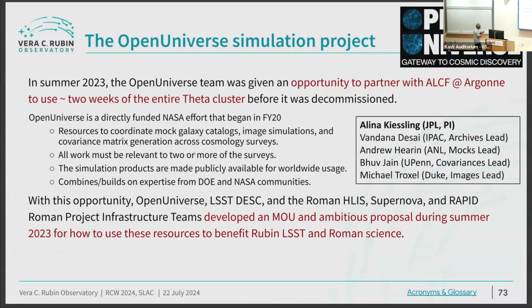And I just want to say first that the OpenUniverse project is a directly funded NASA program which began in fiscal year 2020. One of its goals is to use resources to provide cross-survey simulations and make the data publicly available so that researchers can use these data to develop their analysis algorithms and analysis tools, so that we can make the maximum scientific use of surveys like Rubin, Roman, and Euclid. With this opportunity to use these resources, we decided to put together an MOU combining the efforts from the OpenUniverse team, LSST DESC, and the Roman project instrument teams to develop these simulations.